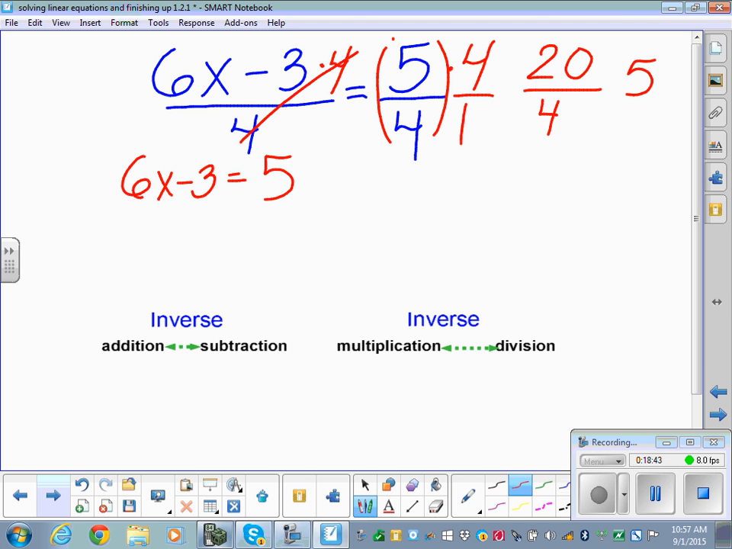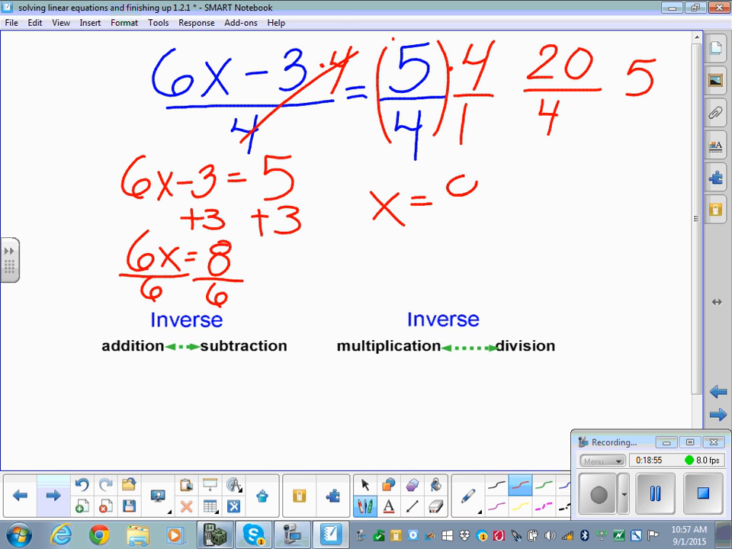Now piece by piece solving for x, what do I do now? I add 3. So I have 6x is equal to 8. Then I'm going to divide both sides by 6. So we have x is equal to 8/6. Now anytime I get a fraction, I check it on my calculator to make sure it's the most simplified fraction. Because that would not be the correct answer, guys. You've got to put the most simplified fraction.